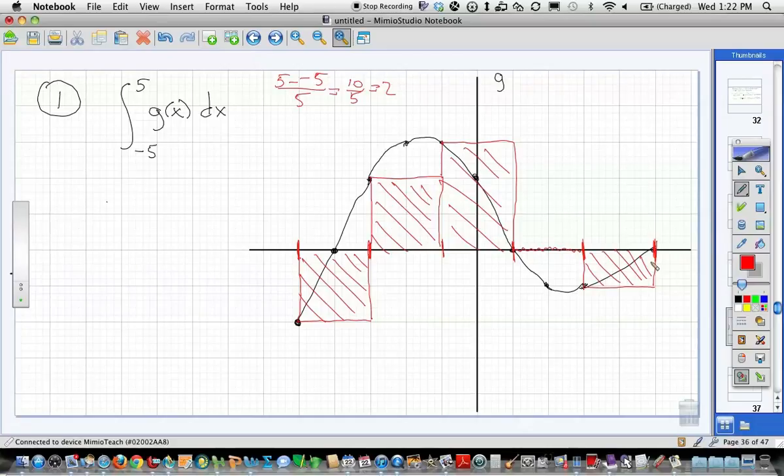Now, so for the first 6 problems, you'll be drawing a picture for each of those first 6. You do a separate picture. Don't try to draw them all on one graph. That would just be a mess, and you wouldn't be able to tell anything.